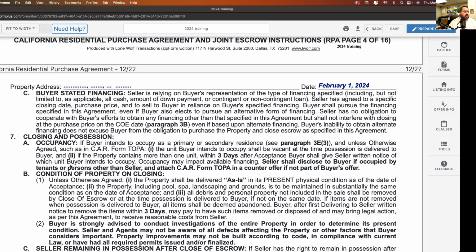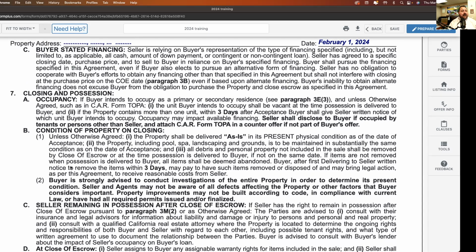No? All right. Closing and occupancy. If buyer intends to occupy as primary or secondary residence, and unless otherwise agreed, such as in the CAR form TOPA, the tenant occupied property addendum, the unit buyer intends to occupy shall be vacant at the time possession is delivered to buyer. And if the property contains more than one unit, within 3 days after acceptance, buyer shall give seller written notice of which unit buyer intends to occupy. Occupancy may impact the available financing. Seller shall disclose to buyer if occupied by tenants or persons other than seller, and attach the CAR form TOPA in a counteroffer if not part of buyer's offer.